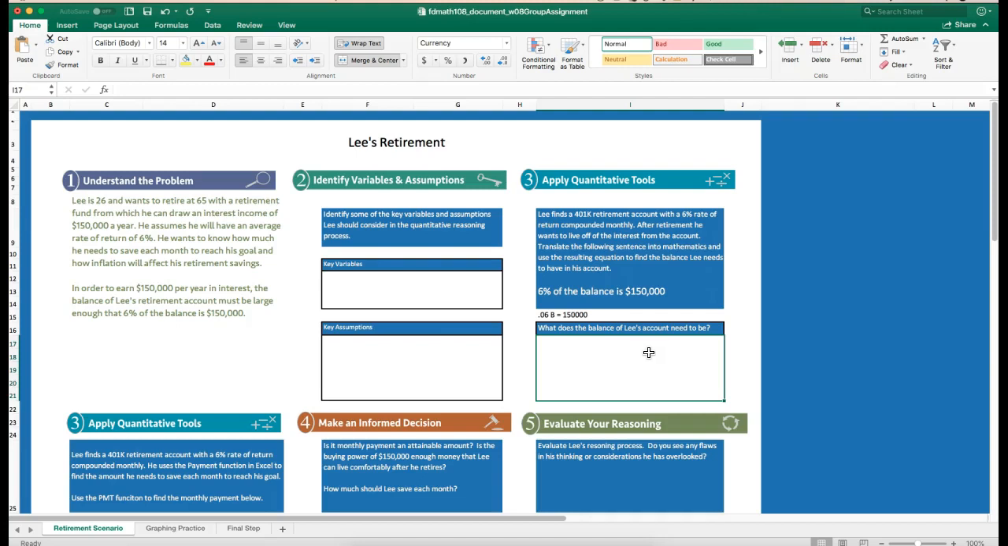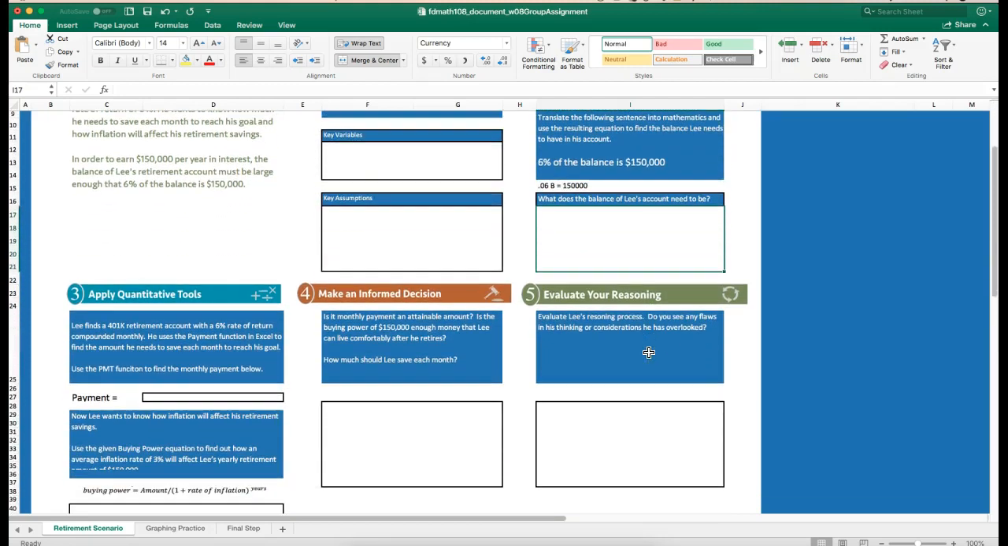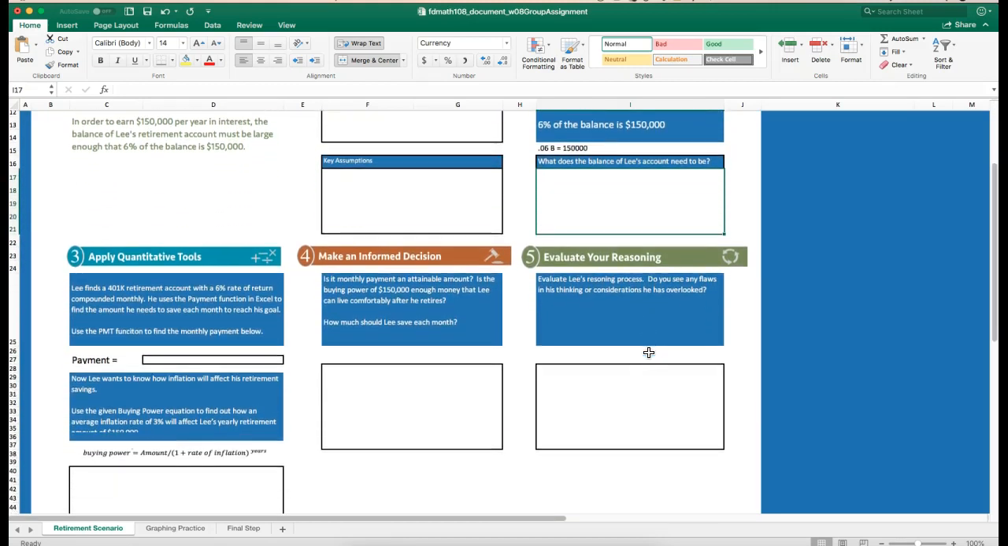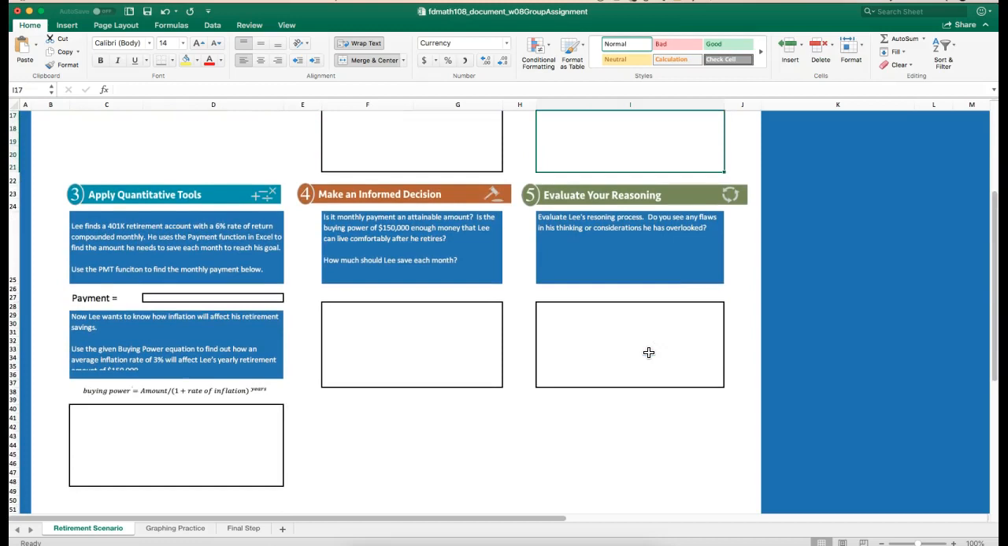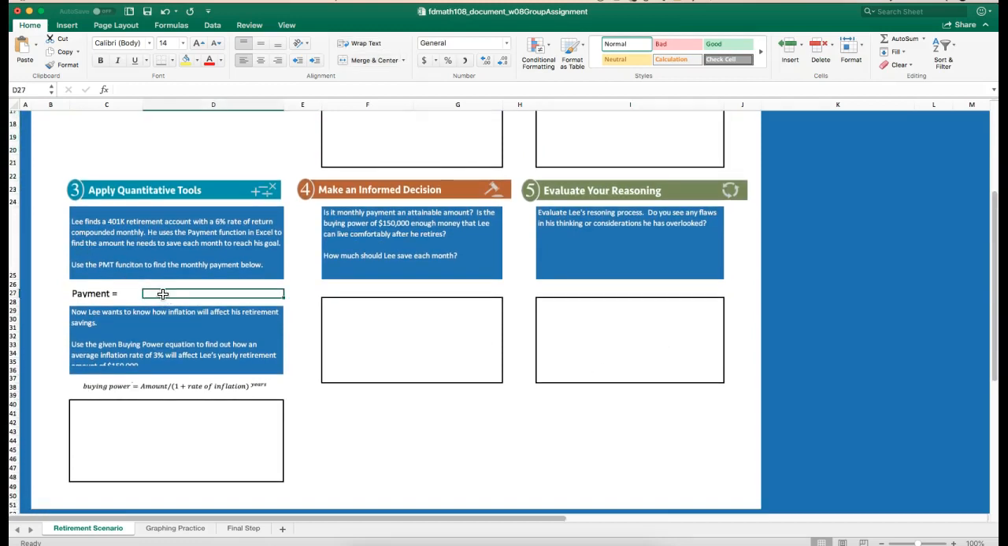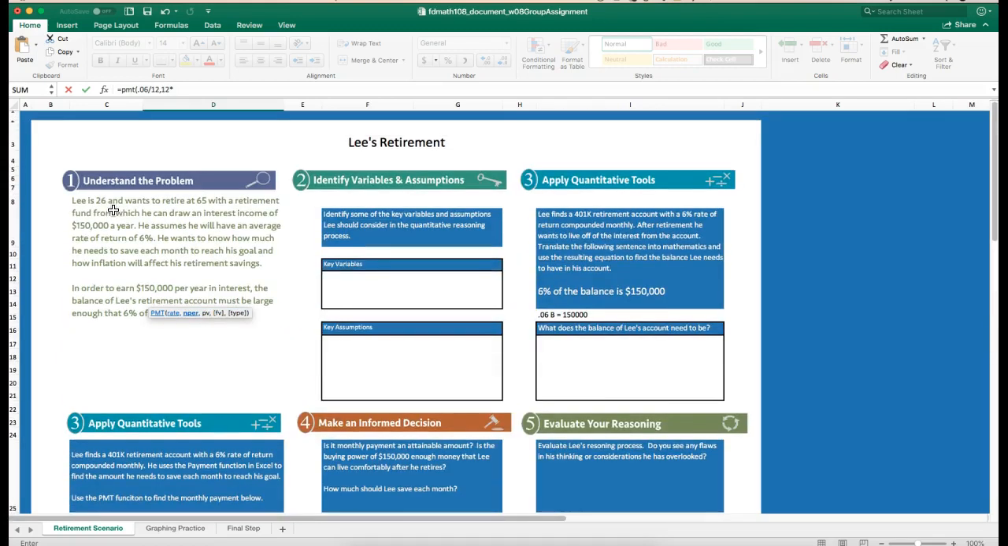I will let you guys do that in your group. This is just a quick help. The next one is to find the payment. This one is equal PMT, and the rate we were already told is 6%, so it'll be 0.06 divided by 12. The number of periods will be 12 months out of the year for how many years it takes for him to reach from age 26 to 65.